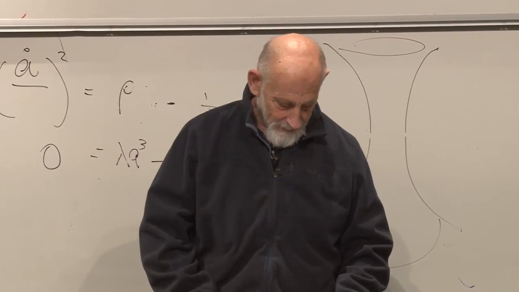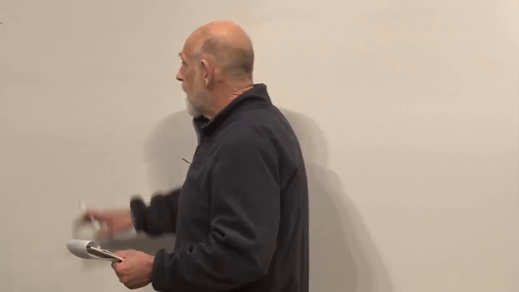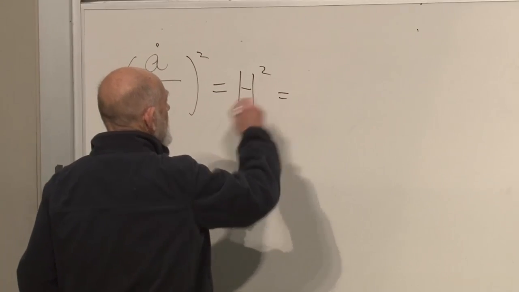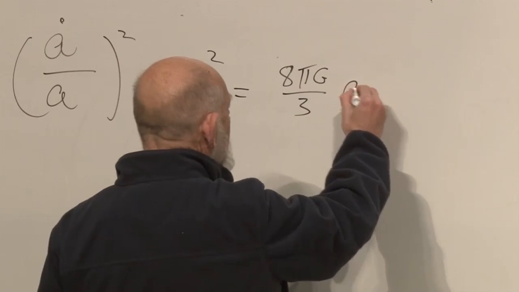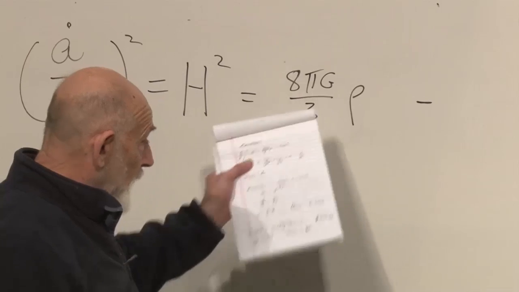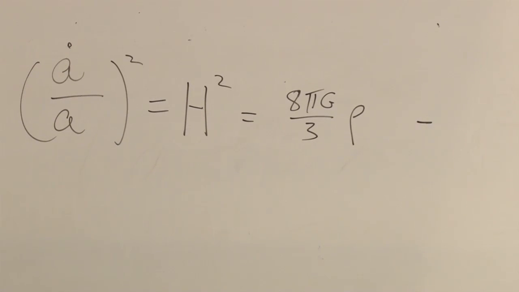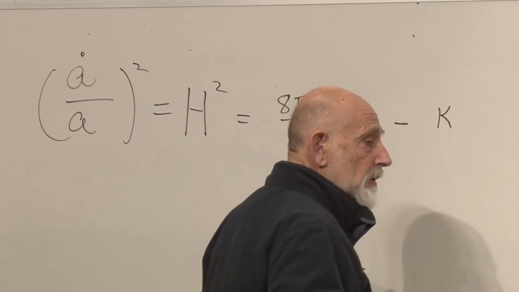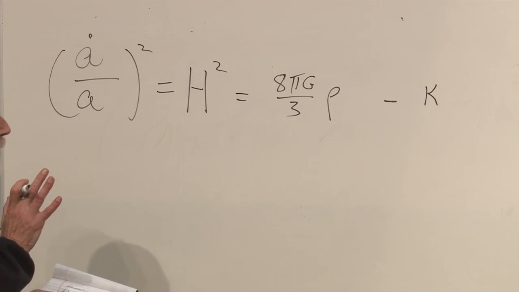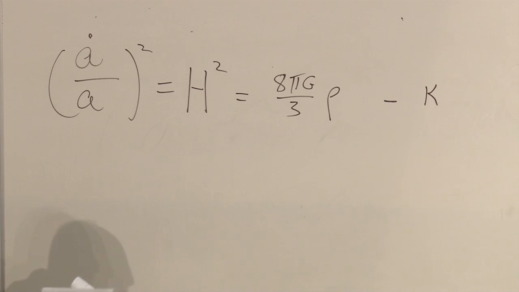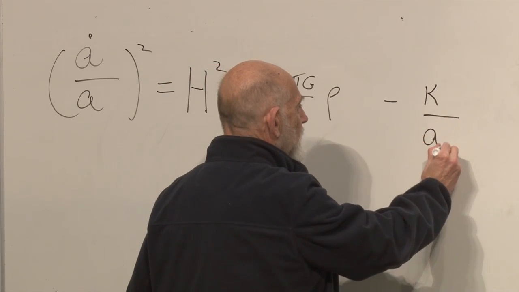If I call it the Hubble constant, forgive me, I simply mean A dot over A. This is the Hubble constant squared, and as we know, that is equal to good old 8 pi G over 3 times the energy density, minus a term coming from curvature, and that curvature term has a k in front of it. K is either plus or minus 1 or 0. It's never anything but plus or minus 1 or 0. Positive for a spherical geometry, negative for the hyperbolic geometry, and 0 for the flat geometry, divided by a squared.